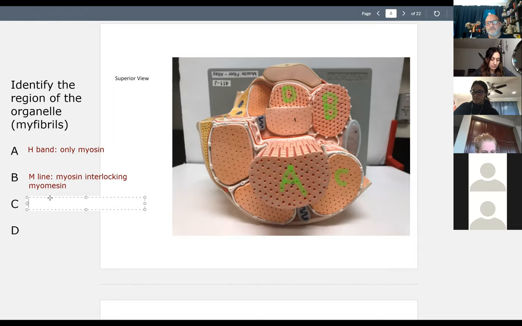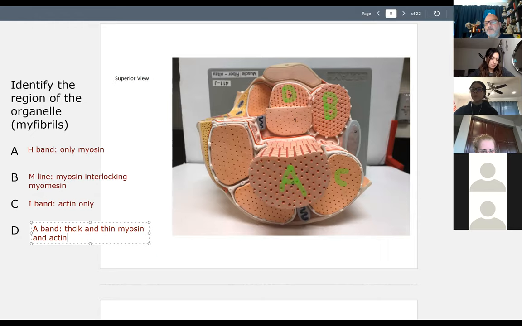I band. And how did you know that? Because there's only thin filaments. Yeah. Or actin. Only that thin actin filament only. And then what would D be? The A band. Right, because here, notice we have thick and thin. Or more specifically, myosin and actin.